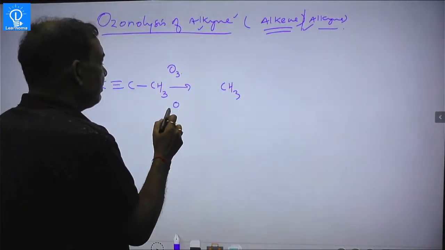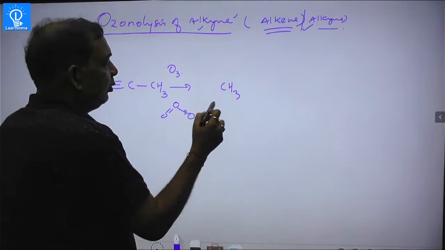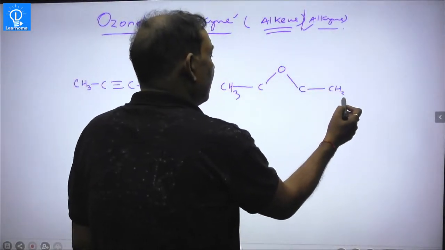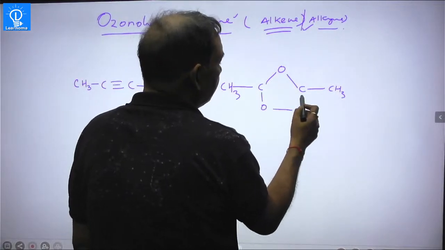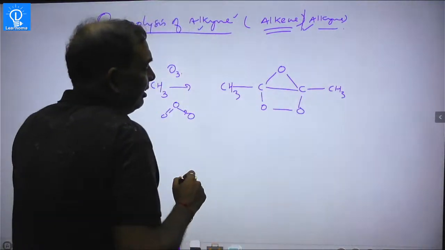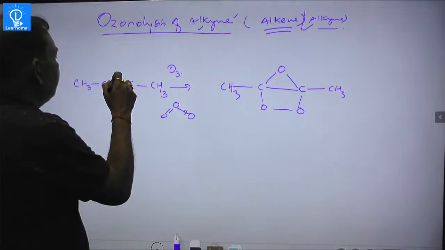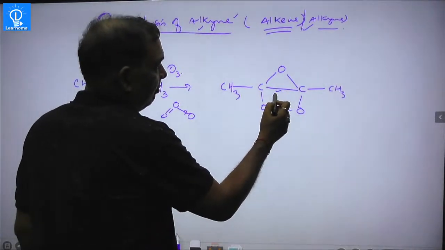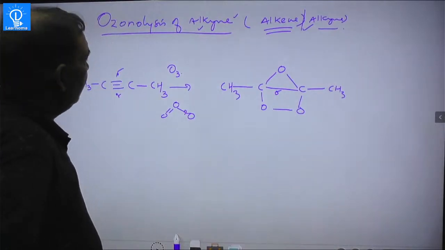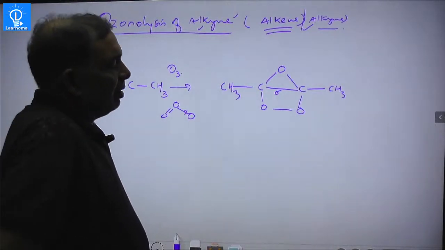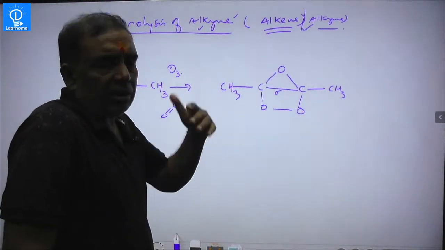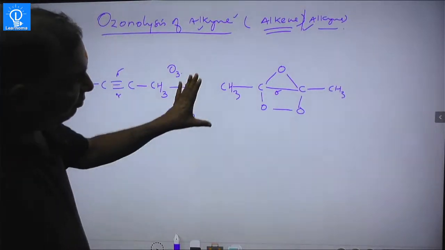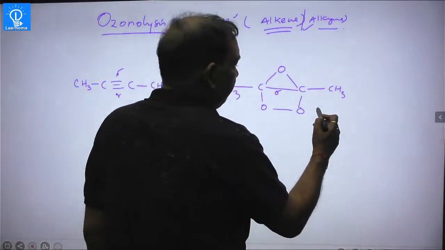The thieves will sneak into the house and rearrange like this. But the difference is, out of 3 bonds, 1 bond will remain. The 3 thieves, they stole 4 electrons, not the 5th. This is your ozonoid of alkyne.